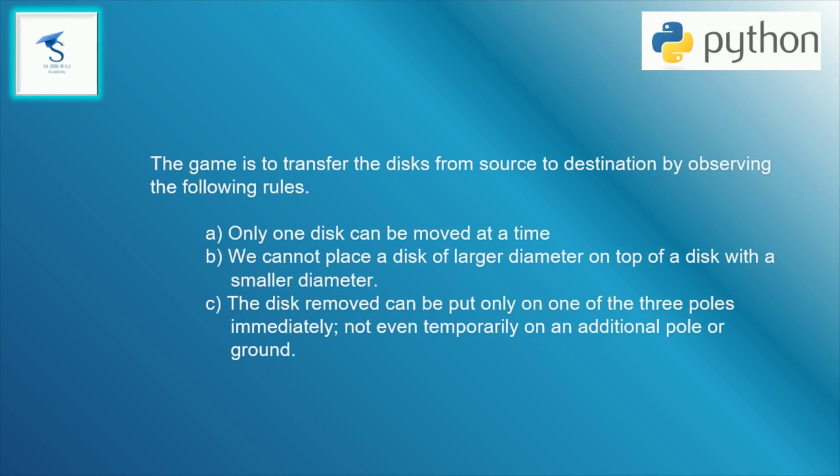The game is to transfer the disks from source to destination by observing the following rules. A. Only one disk can be moved at a time. B. We cannot place a disk of larger diameter on top of a disk with a smaller diameter. C. The disk removed can be put only on one of the 3 poles immediately, not even temporarily on an additional pole or the ground.